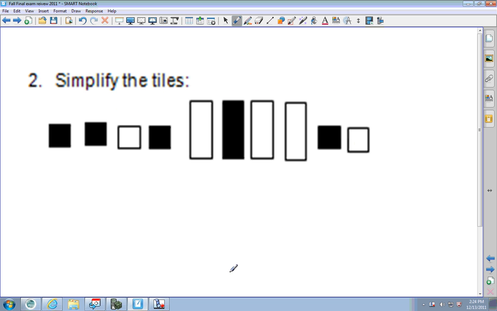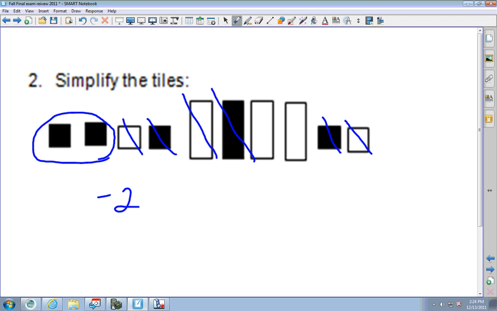Next one, so simplify the tiles. That means cross out the zero pairs. Cross out the ones that make 0 right here. A +1 takes away a -1. A +1 takes away a -1. Now, these two cannot take away any of these bigger ones. They have to be the same shape. So right here I've got an x takes away a -x. So now you're going to write what's left. Right here I've got -2, and right here I've got plus 2x.